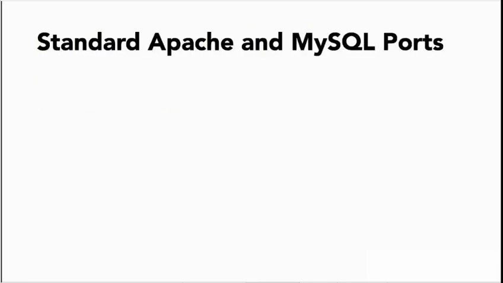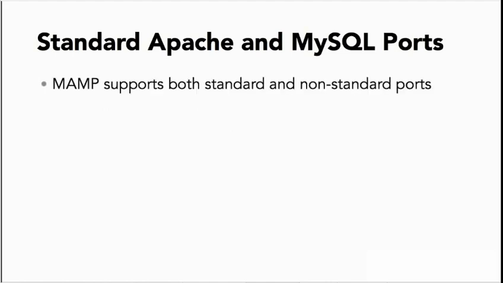One of the things you always have to worry about is port management. Apache and MySQL listen on ports, numeric values. And the basic rule is that each port can only be used by one software component at a time. MAMP can help you manage this on both Mac and Windows. It lets you easily switch back and forth between the standard ports for Apache and MySQL and alternative ports.